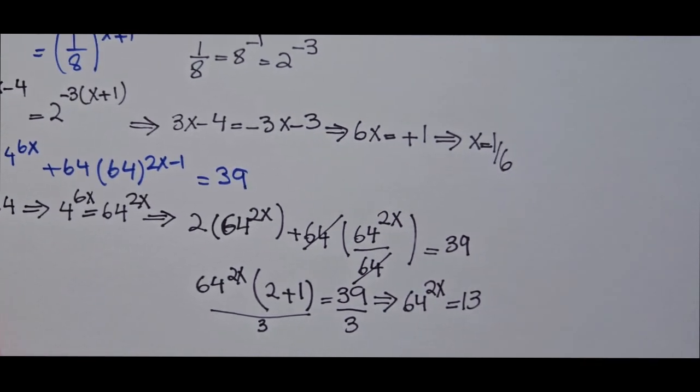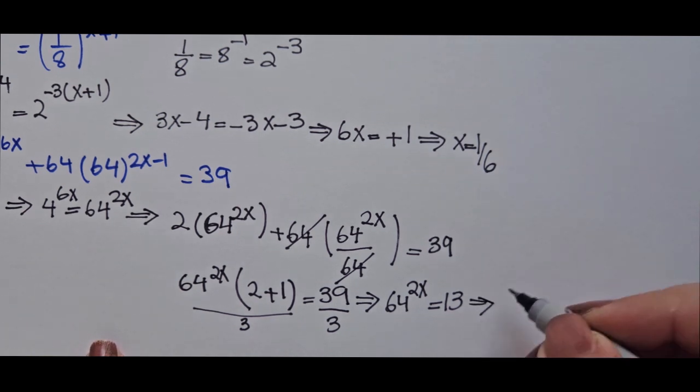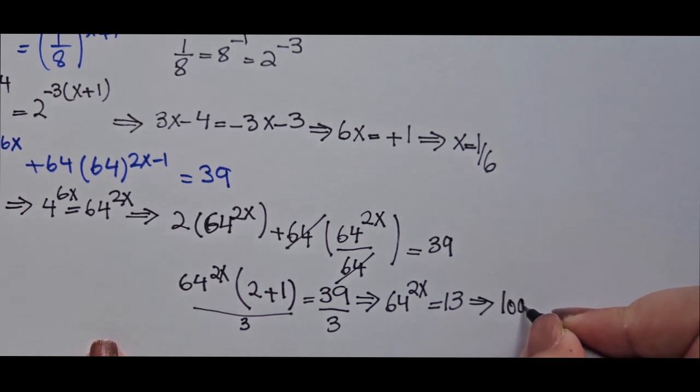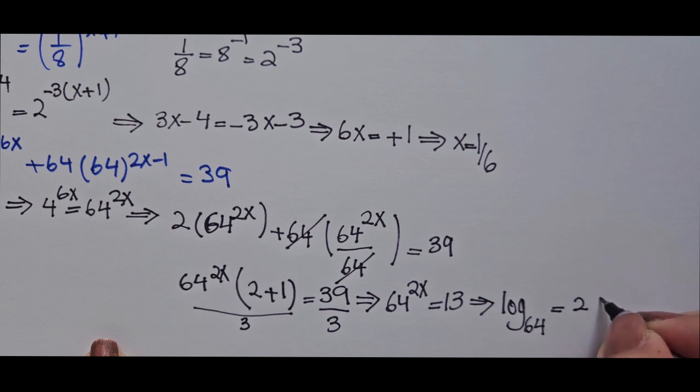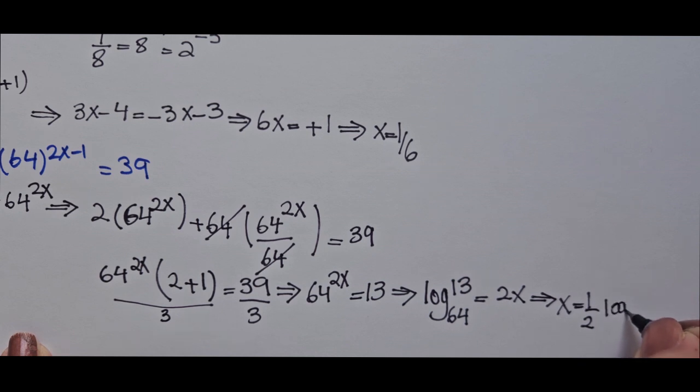This is an exponent. In order to find the value, you can simply change it into a logarithm, okay? So the logarithm of 64 comes here because it's the base to the power 2x, and 13 goes here. So from here, you can simply say that x is equal to 1 over 2 logarithm of 13 to the base 64. And then for this one, you can just put it in the calculator and find the answer.